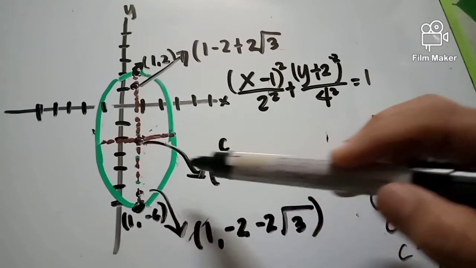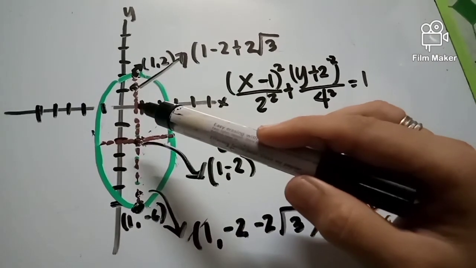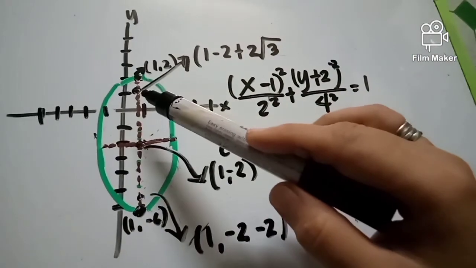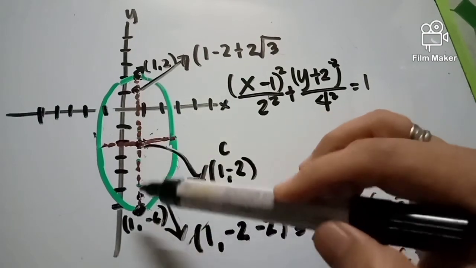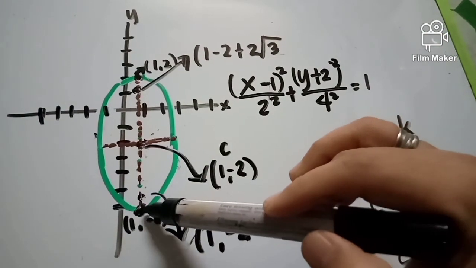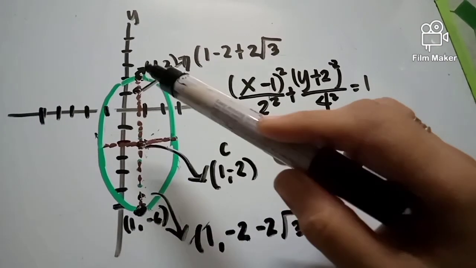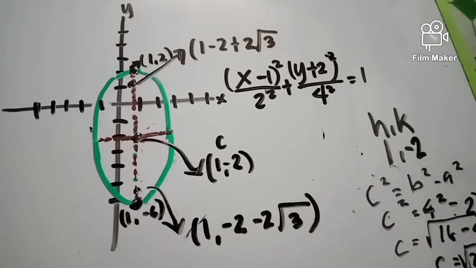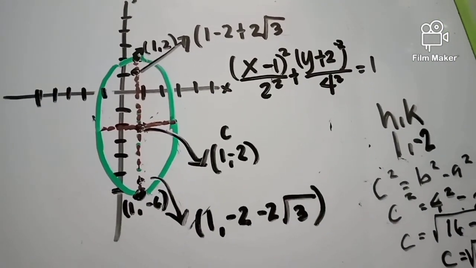So, ang center natin, palibasa 1 siya, tapos magbibilang ng negative 2. So, ito naman ang kanyang focus. So, ito yung focus. Ito yung vertex na 1 and negative 6. And then 1 and 2. So, yan na magiging itsura ng drawing natin.